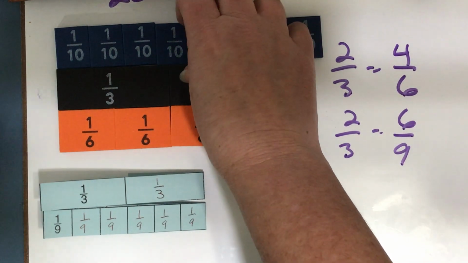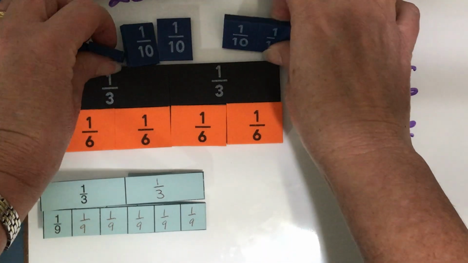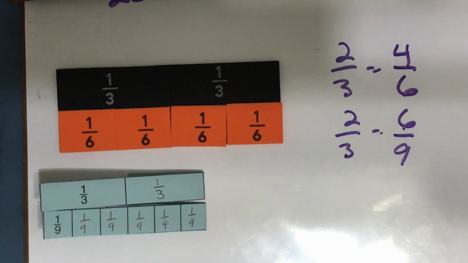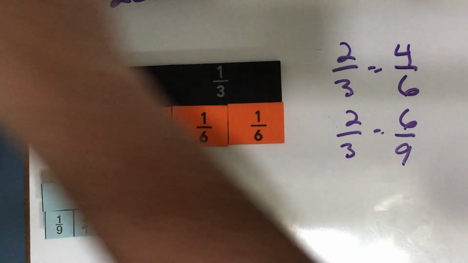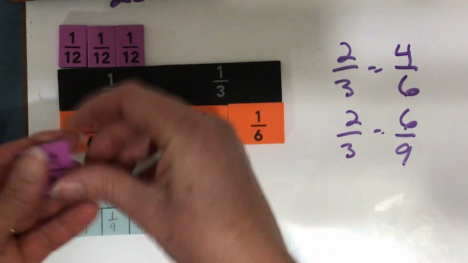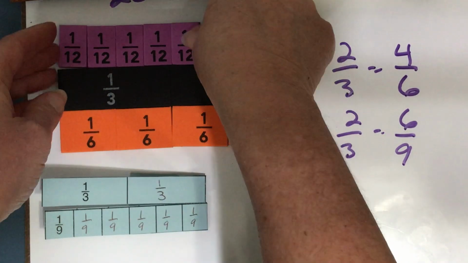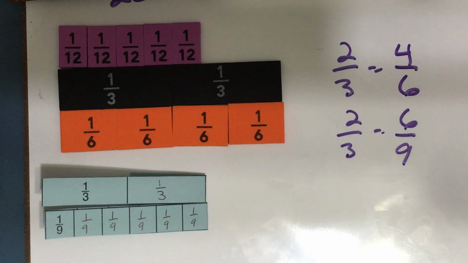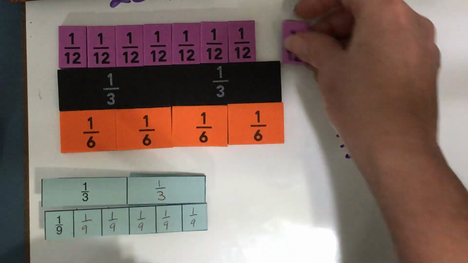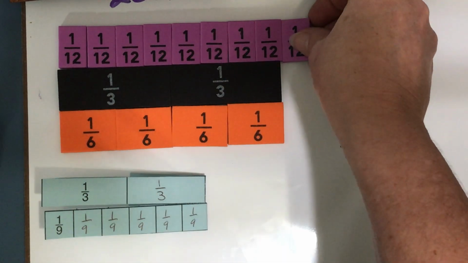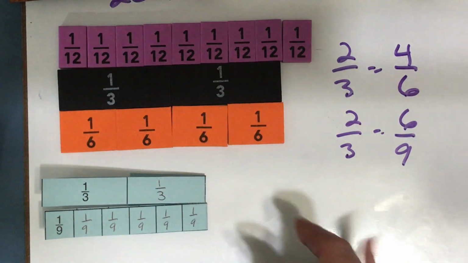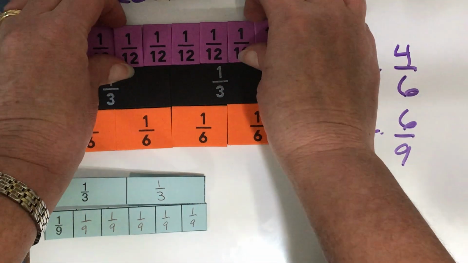All right. And D says 9/12. So I'm going to get my 12ths out to see if 9/12 would equal 2/3. So there's 4, 5, 6, 7, 8, 9. So no, 9/12 does not equal 2/3 either. It's more than 2/3. And then my next one says 10/15.